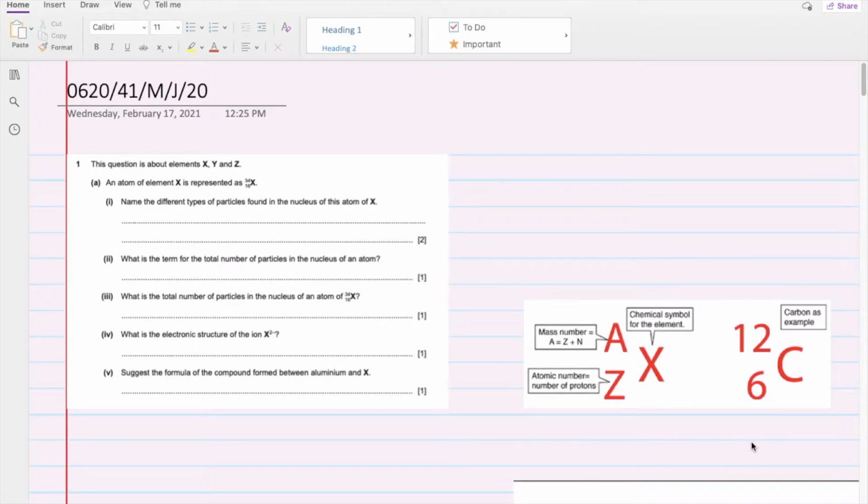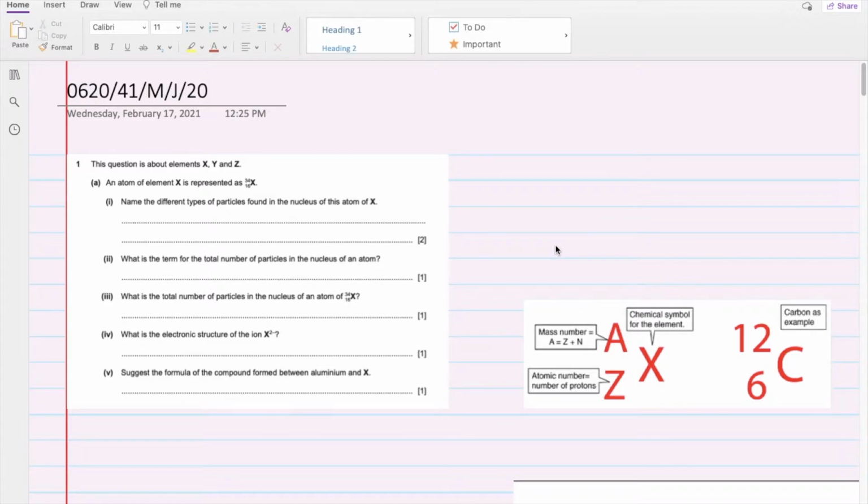Okay, so this question is about elements X, Y, and Z, all right? An atom of element X is represented as 34 X 16, all right? Okay, so name the different types of particles found in the nucleus of this atom.